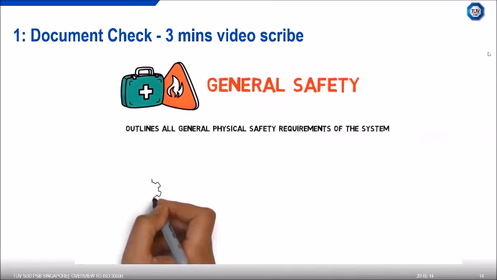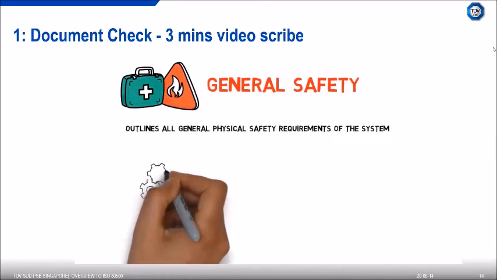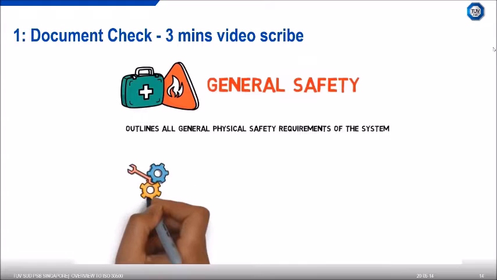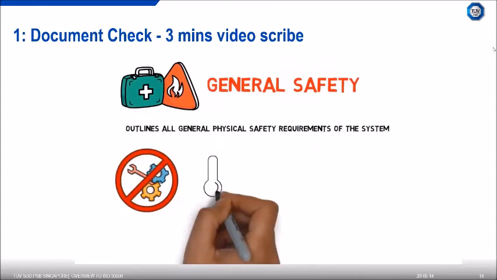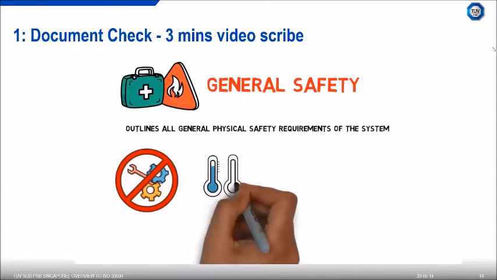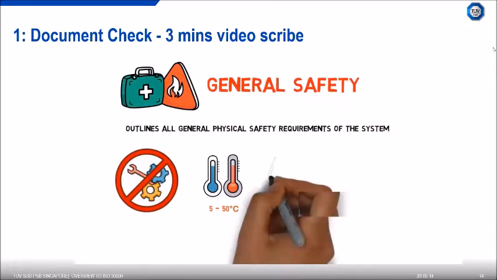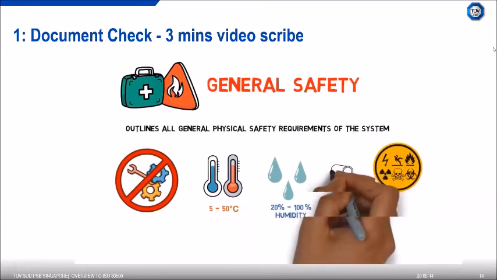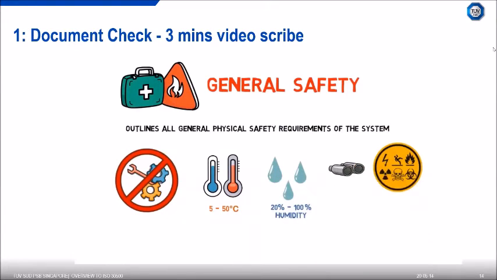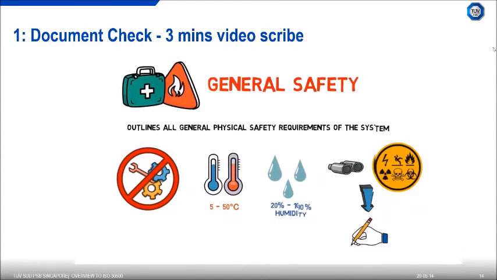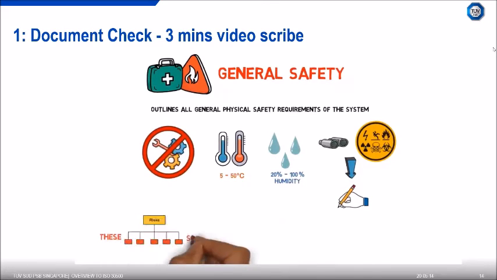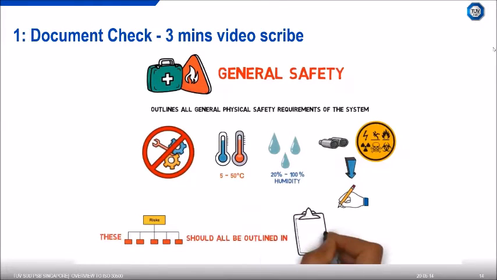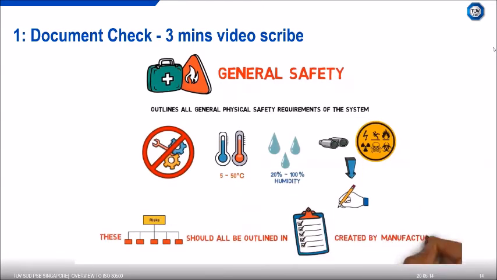The next section, General Safety, outlines all general physical requirements of this system. Some of the general safety requirements are: assembly design should deter removal or dismantling of critical accessible system parts. The toilet should function in an environment ranging from 5 to 50 degrees Celsius and within 20 to 100% humidity levels. Gas and accumulations, slagging, blockage of exhaust, and other potential hazards should be monitored, and the necessary mitigation measures should be implemented. These risks should also all be outlined in an iterative risk assessment created by the manufacturer.